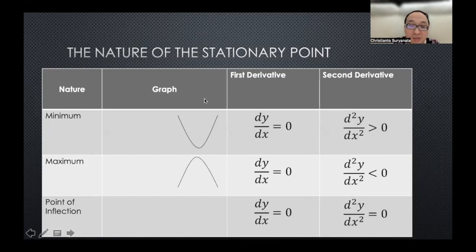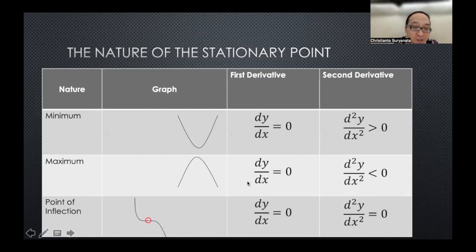The next one, maximum, is when dy over dx, the first derivative, equals 0, and the second derivative, the change of the gradient, is less than 0. The gradient changes from positive to negative.